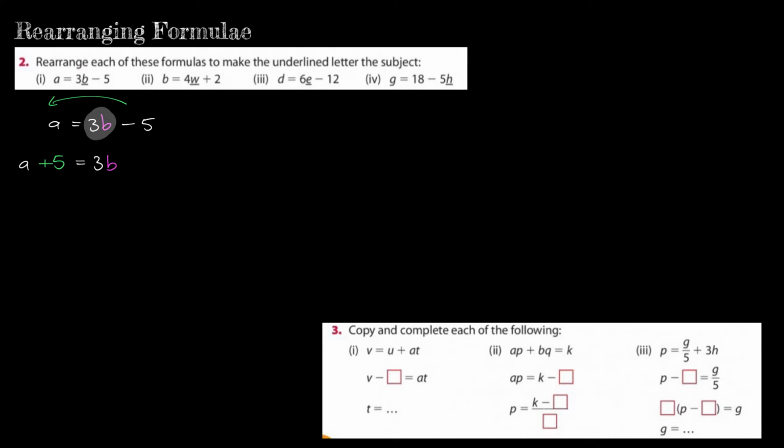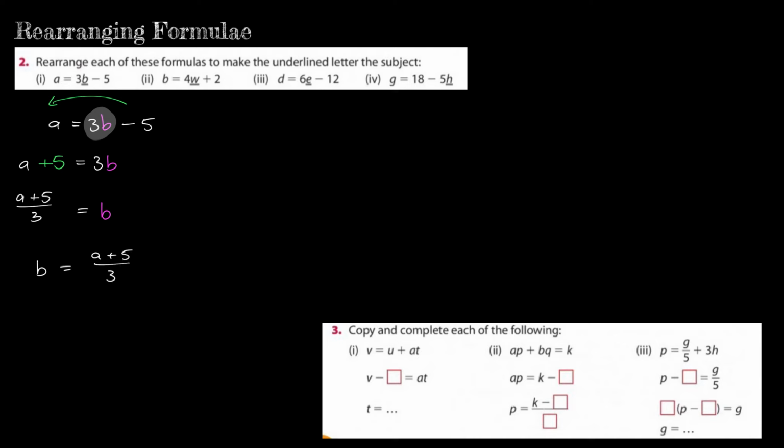The next step is to get B by itself. So in order to get B by itself, I need to have a look at what's happening and how do I go from this step to this step. What I'm doing is I'm dividing by 3. So I'm dividing the right hand side there by 3. So if I divide the right hand side by 3, I have to divide the left hand side by 3. So A plus 5 all over 3. So my final answer there will be B is equal to A plus 5 all divided by 3.